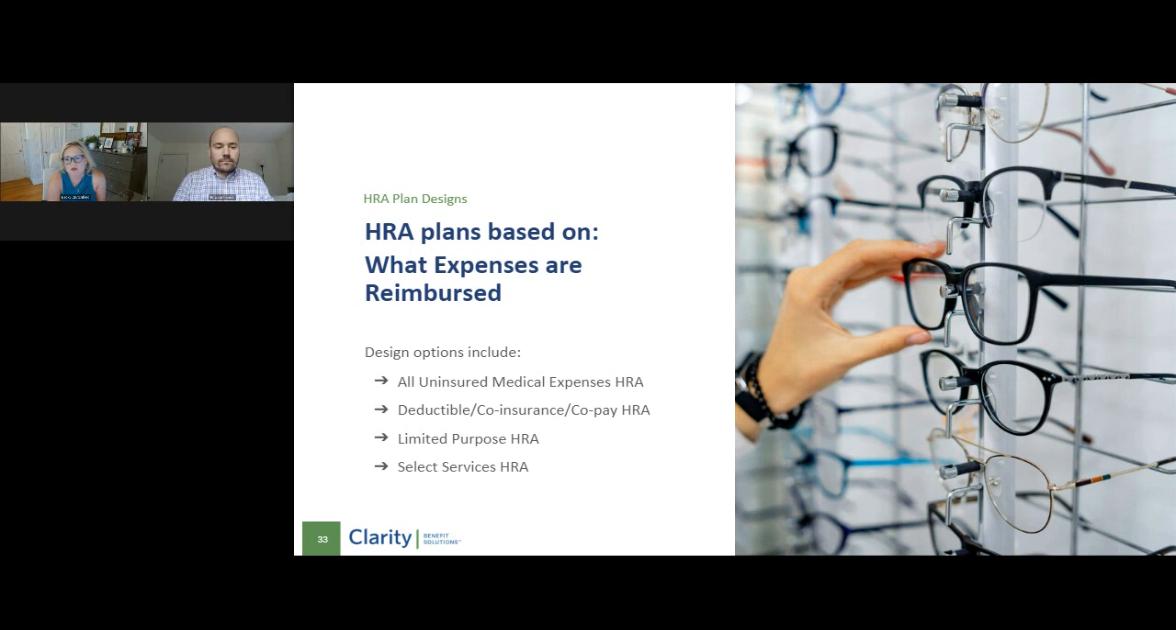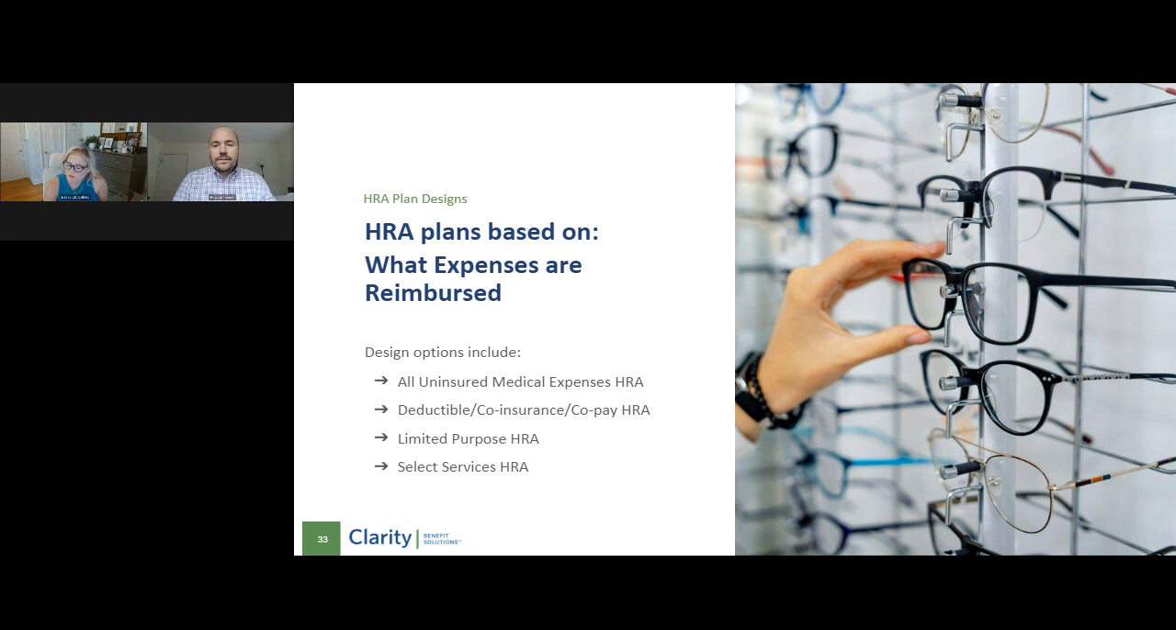Additionally, there is what is termed a select services HRA. These are used when employers wish to provide expanded coverage for a list of select services that are not covered by a health plan, possibly due to environmental, social, or regulatory factors. For example, a select services HRA might be designed to cover fertility benefits or birth control services. So these are all options for designing an HRA plan based on what expenses are reimbursed. Eddie, do you have any other examples?